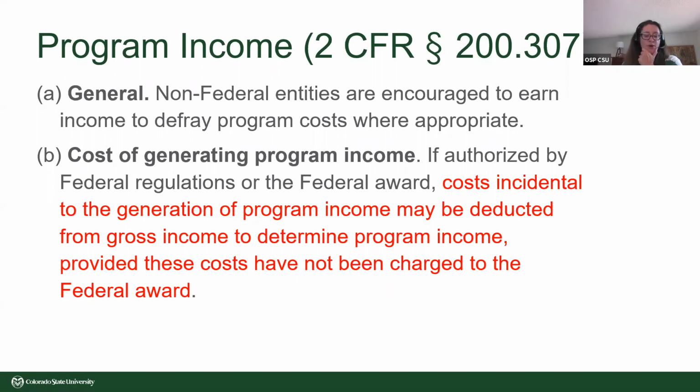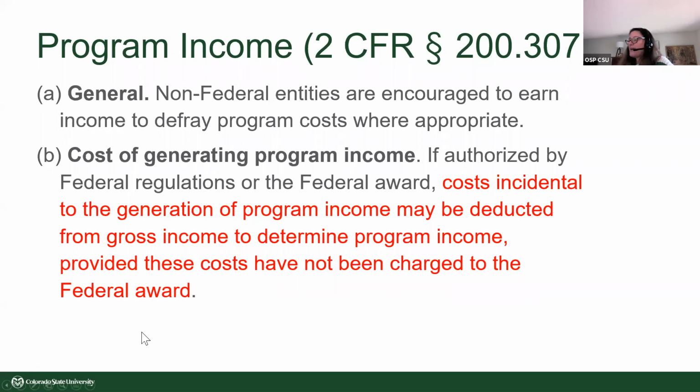So for example, you all mentioned conferences. If there is a federally sponsored conference and the PI is charging registration, we have gross income from those registrations. However, we can deduct credit card fees, or if we're paying a third-party vendor to handle our registration, we can deduct those fees first. So any of the fees that help generate that program income, we can deduct before we report that program income.